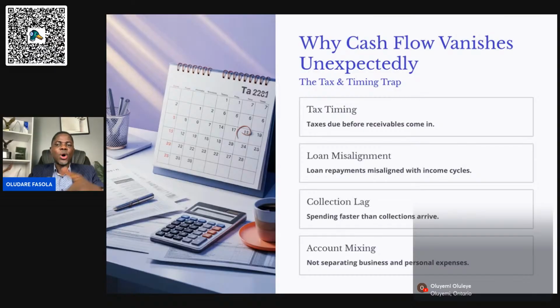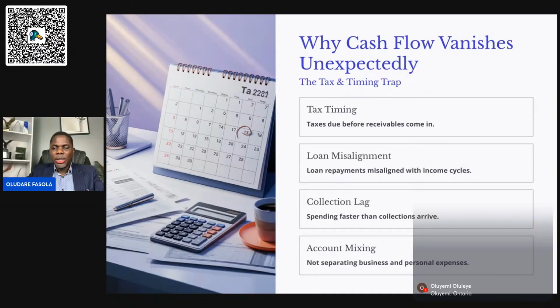So why does cash flow vanish unexpectedly? Number one, tax due before receivables come in. When you are in a business that deals with a lot of receivables, don't allow the receivables to take so much time before you actually collect from your client. There are certain expenses that you must account for as you are growing your business, so I encourage you every month to set aside some portion of your money for taxes. It will also help you check your receivables: do I actually have cash to back it up, or is it matching my trading activities?